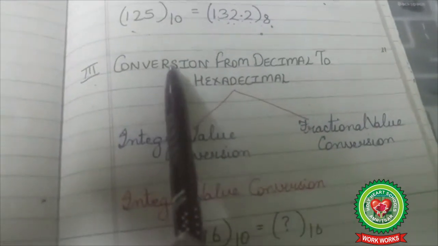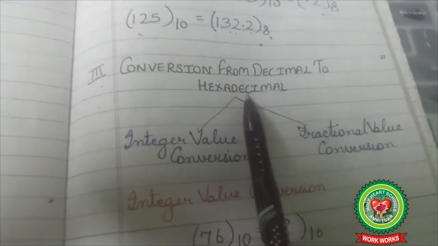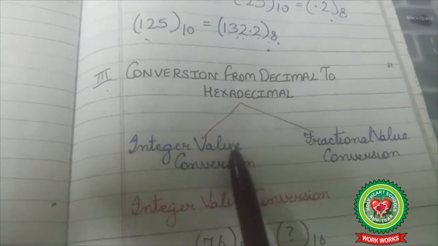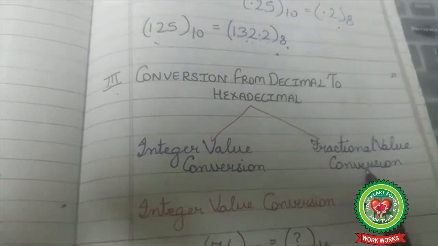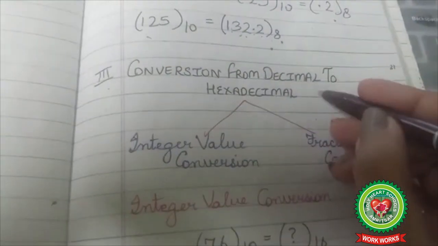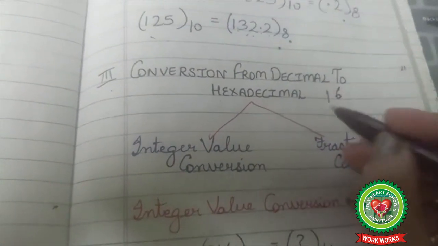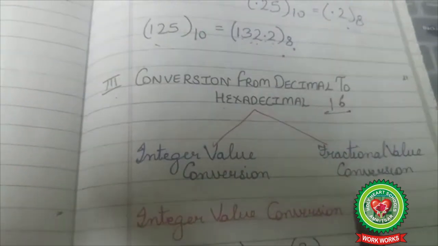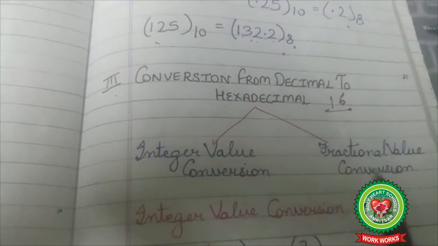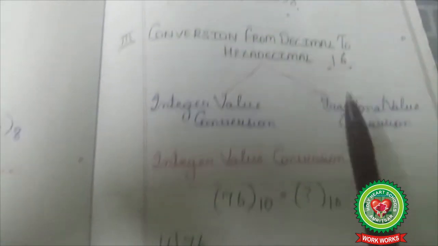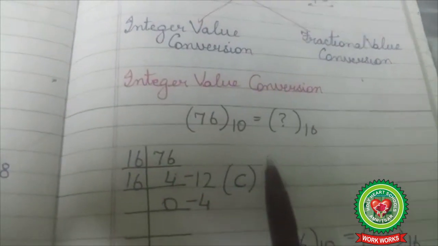Students, next is conversion from decimal to hexadecimal. Again, it is divided into integer value conversion and fractional value conversion. Now, hexadecimal has the base of 16. So we are going to divide the number by 16, and while doing the fractional value conversion, we are going to multiply the number by 16. So let's do it with the help of an example.